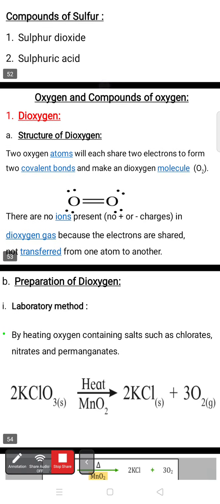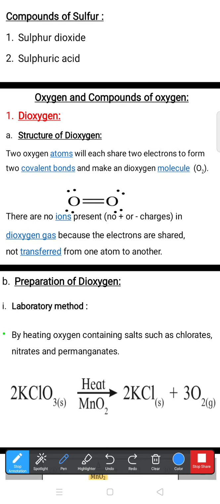Then oxygen and compounds of oxygen. First of all, dioxygen. The structure of dioxygen we can discuss. In that, two oxygen atoms each share two electrons to form two covalent bonds, and that's why they make the dioxygen molecule O2. Between these, you observe that on one oxygen atom there are two lone pairs, this first lone pair, this second lone pair. Similarly, on the second oxygen atom also there are two lone pairs. They can be shared together and make the double bond.